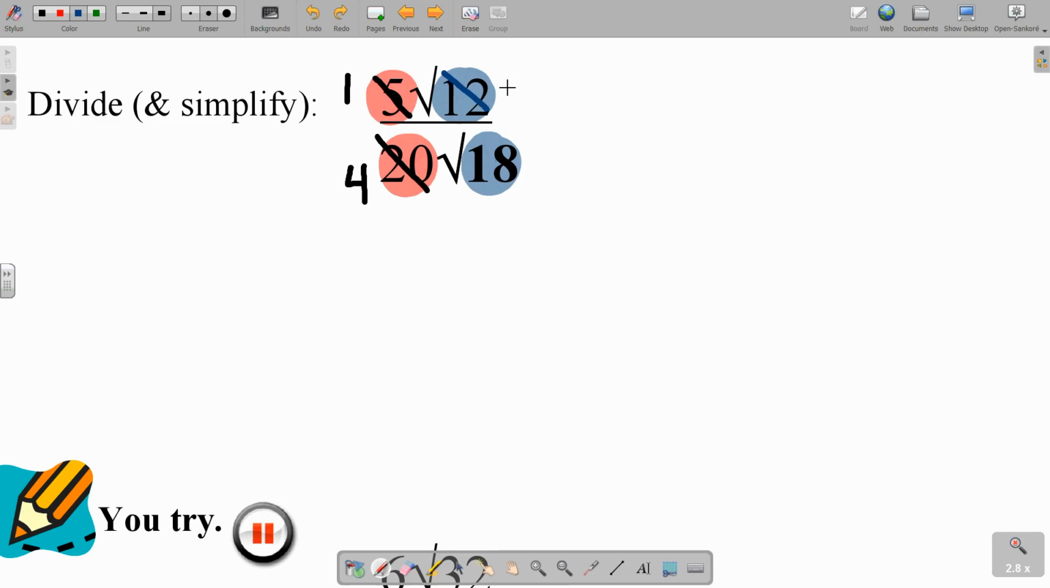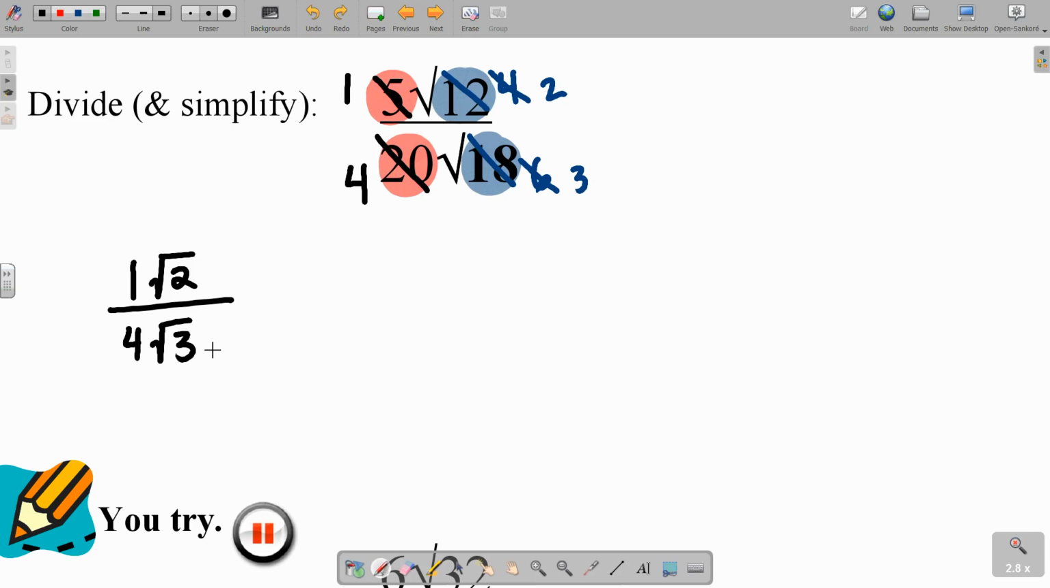3 goes in there 4 times. 3 goes in there 6 times. 2 goes in there twice. 2 goes in there 3 times. Okay, now we're going to bring the cleanup version down here. So I have 1 root 2 over 4 root 3.